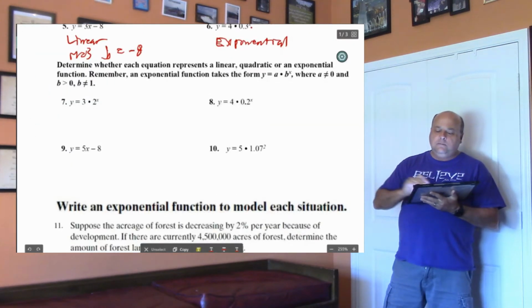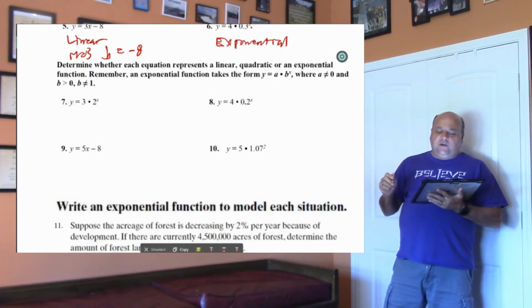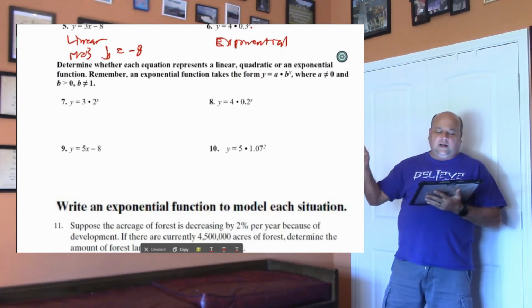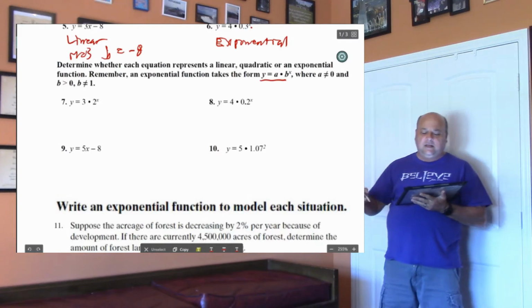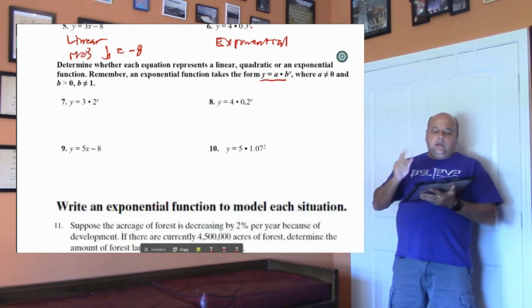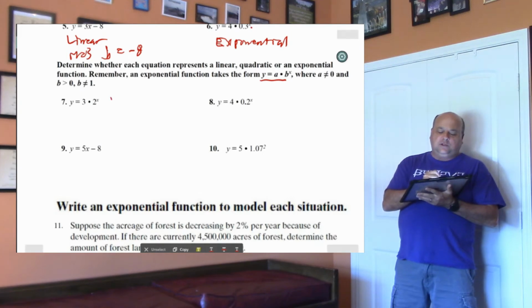Okay, let's keep going. Determine whether each function represents a linear, quadratic, or an exponential function. If it's exponential, it takes the form y equals ab to the x, where a is not equal to 0. Okay? So this one right here, this is exponential.